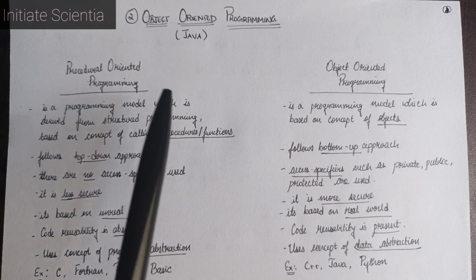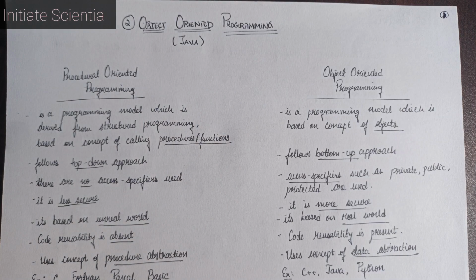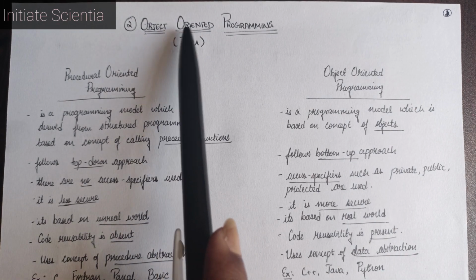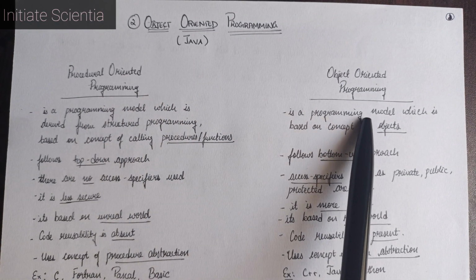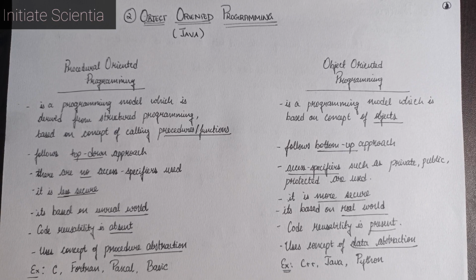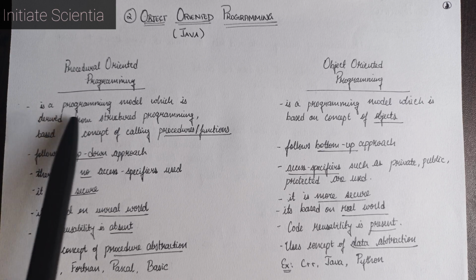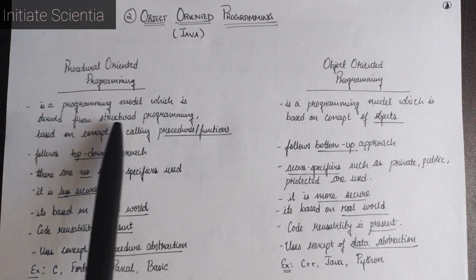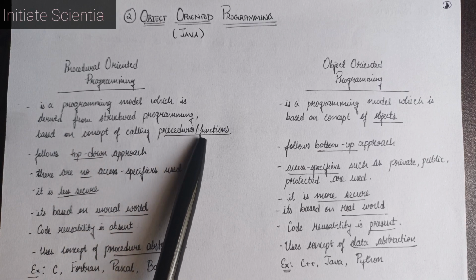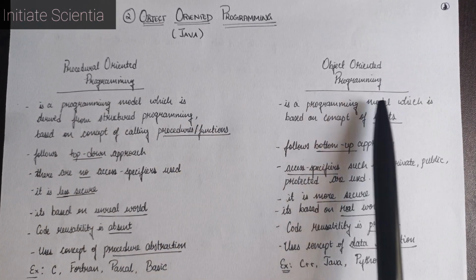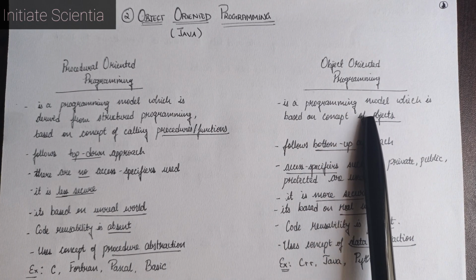Hi everyone. Before continuing with Java, let's understand what is object oriented programming. Java is basically an object oriented programming language, and we have to know the difference between procedural and object oriented programming. Procedural oriented programming is a programming model which is derived from structured programming, based on the concept of calling procedures or functions. Object oriented programming is a programming model which is based on the concept of objects.